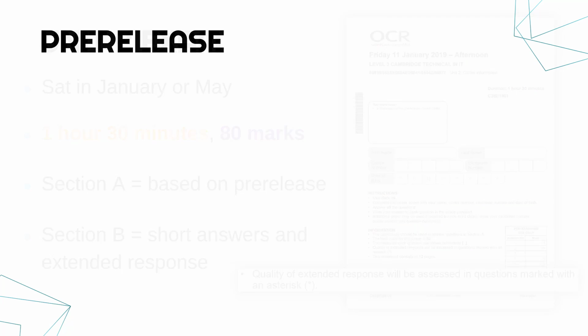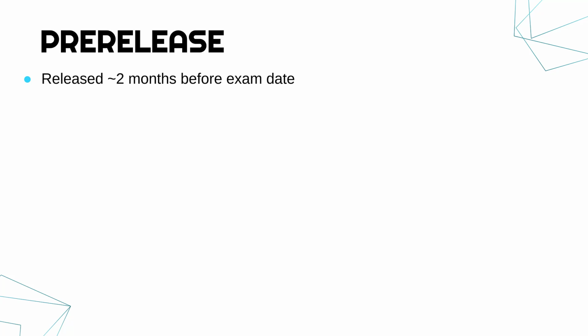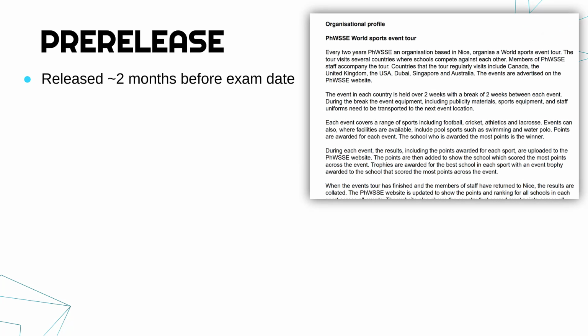Now that pre-release is something you're going to need to think about. It's released to teachers 2 months before the exam date roughly. So in January that'll be November, and for the May exam that'll be March, roughly speaking. And it's going to be usually a couple of pages about a made up organisation or company or something along those lines, often with quite a silly name I've found.